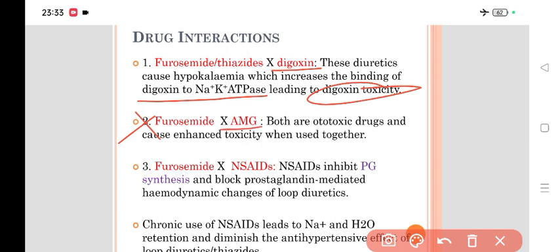Furosemide should not be used along with aminoglycosides or cyclosporine because they are highly ototoxic drugs and will enhance the toxicity when used together. They should not be used along with NSAIDs because NSAIDs inhibit prostaglandin and prostacyclin synthesis and block the prostaglandin-mediated hemodynamic changes of the loop diuretics. Chronic use of NSAIDs leads to sodium and water retention and diminishes the antihypertensive effect of loop diuretics or thiazide diuretics. So basically you have to avoid NSAIDs, aminoglycosides, cyclosporine, and digoxin along with the loop diuretics.